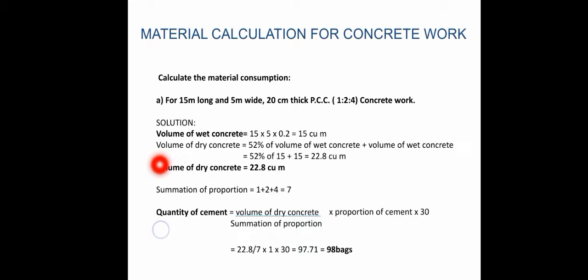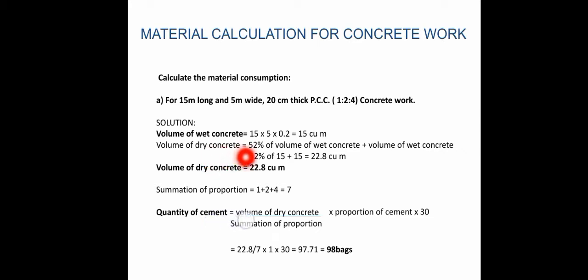Now let's see. First step is to calculate the volume of wet concrete. Wet concrete can be determined by multiplying the length, width and thickness. So we have multiplied 15 into 5 into 0.2. 20 centimeter is converted into meter. That gives 15 cubic meter volume of wet concrete.